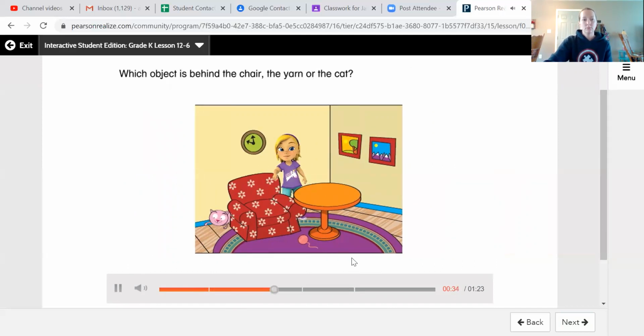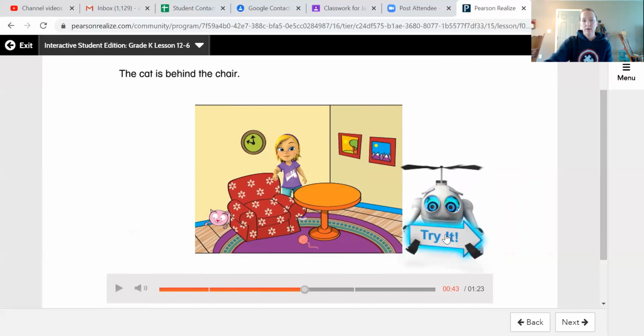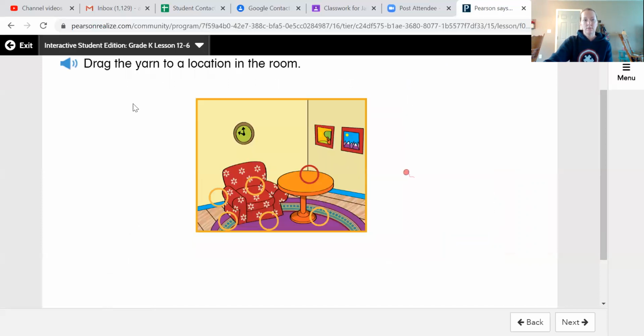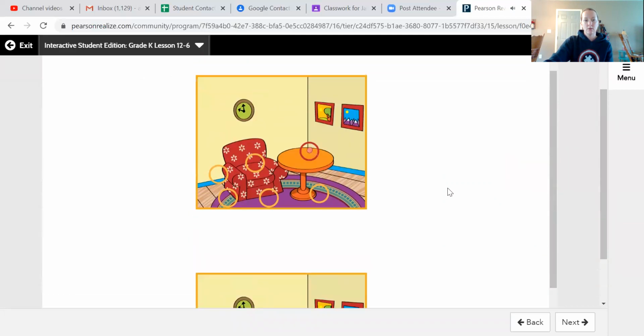Which object is behind the chair? The yarn or the cat? The cat is behind the chair. Oh, now it's our turn to try it. Drag the yarn to a location in the room. All right, here's my yarn. Let's take it right here. The yarn is on top of the table.